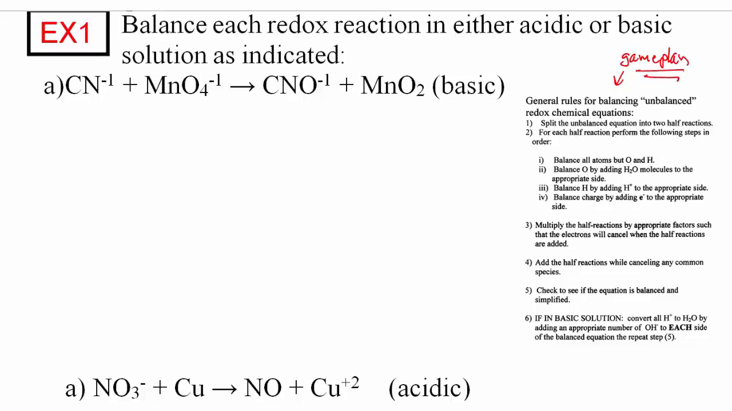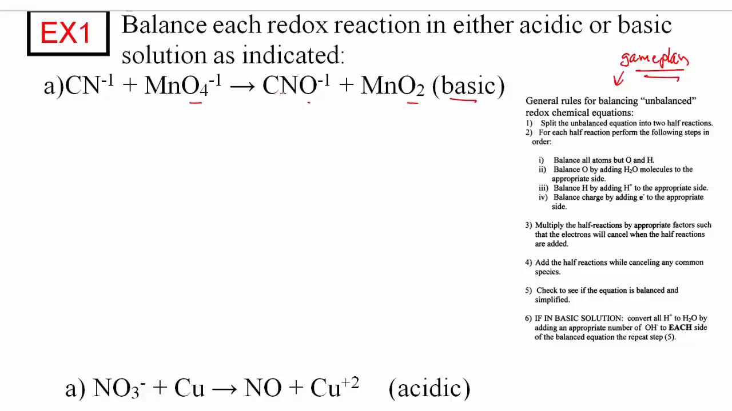Let's try this. Balance each redox reaction, in either acidic or basic solution. Now this first one is a basic solution. Is it even balanced? Let's just check. Here we have 4 oxygens. Here we only have 3 oxygens. All right? The charge isn't even balanced. This is really messed up.